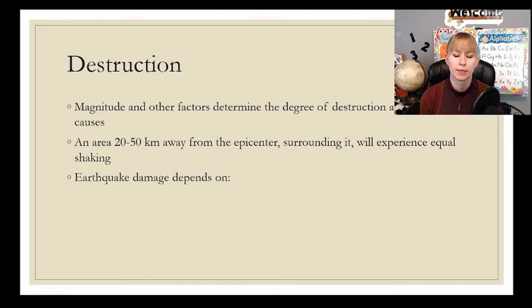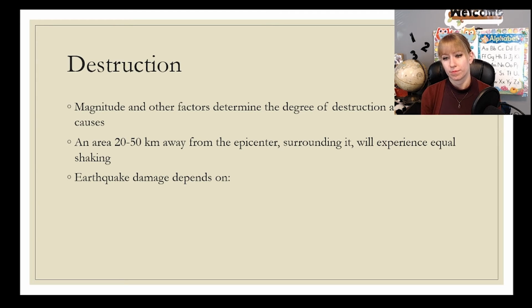So let's talk a little bit about destruction, the kind of damage that an earthquake causes. Magnitude and other factors determine the degree of destruction an earthquake causes. You will experience equal shaking around the epicenter of an earthquake in a 20 to 50 kilometer radius. This means it doesn't matter how far north, south, east, west, northeast, whatever, as long as you're in that 20 to 50 kilometer radius, you will feel it as if it was right there, essentially.